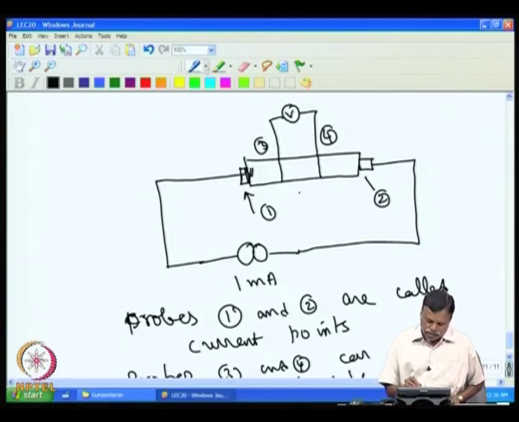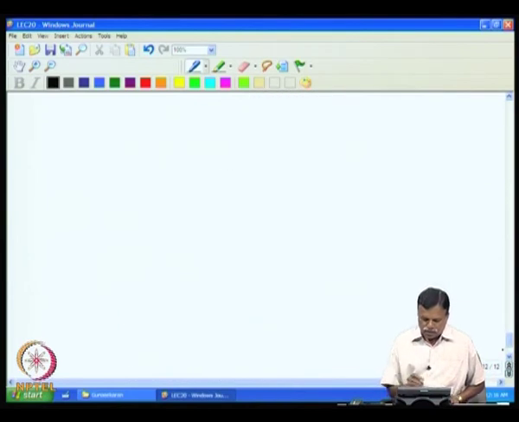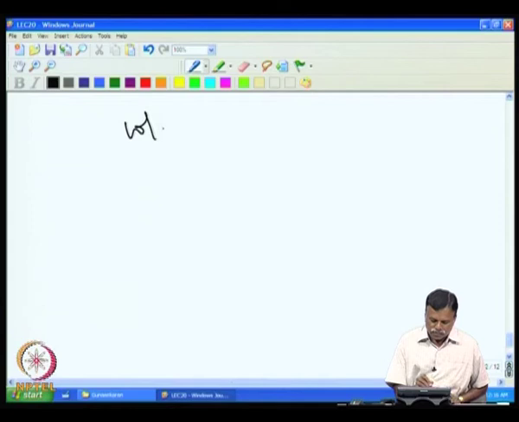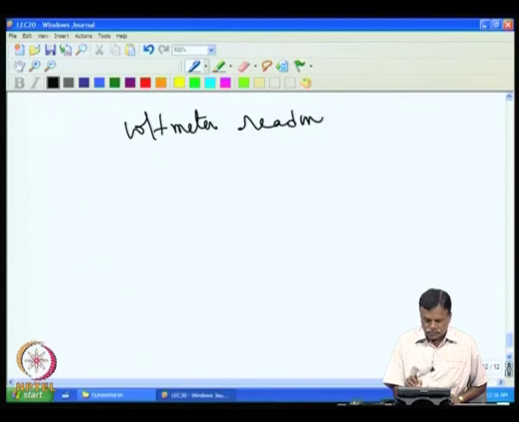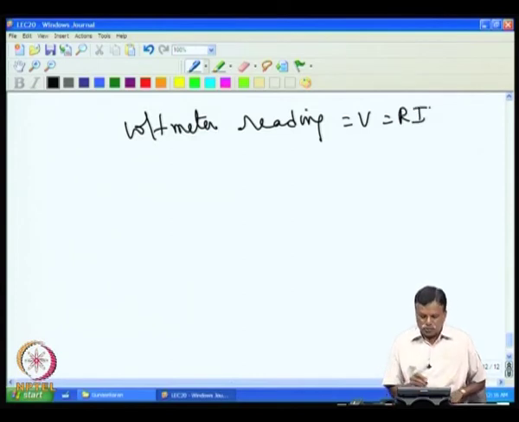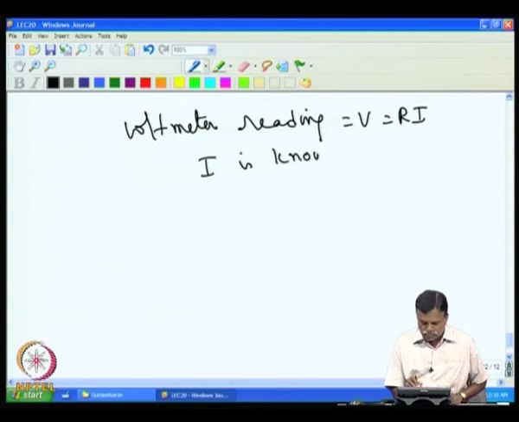Now, the voltage at this point would be R into I. So, the voltage here is R into I. If I know the voltmeter reading, the voltmeter reading V is equal to R into I. Since I is known, R can be computed.